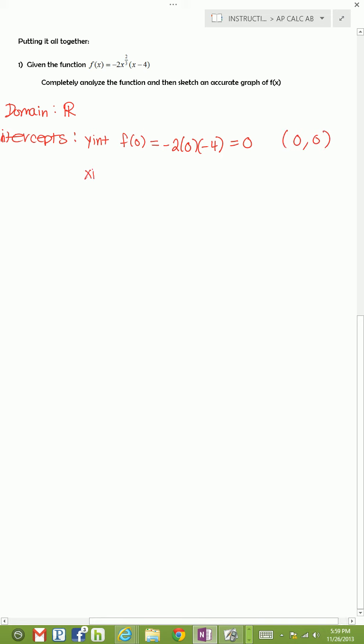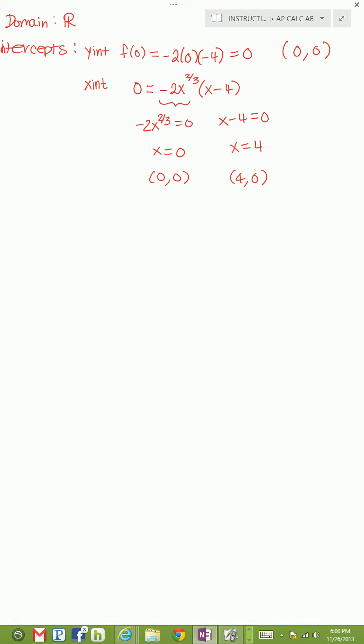Then my x-intercept would be when the y value is 0: -2 x to the 2/3 times (x minus 4). If I set them equal to 0, it's already written nicely, so I have two factors. I get -2 x to the 2/3 equal to 0, and x minus 4 also equal to 0. So x equals 0 here, and x equals 4, so I get the point (0, 0), which should make sense because that was the y-intercept, and then I get the point (4, 0). So I know those will be 2 points on the function. Moving up. Next, now that I know my intercepts, I'm going to look at asymptotes.